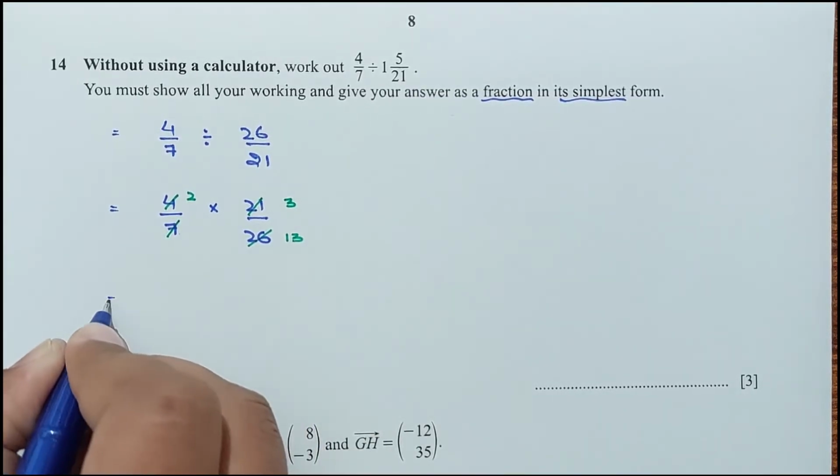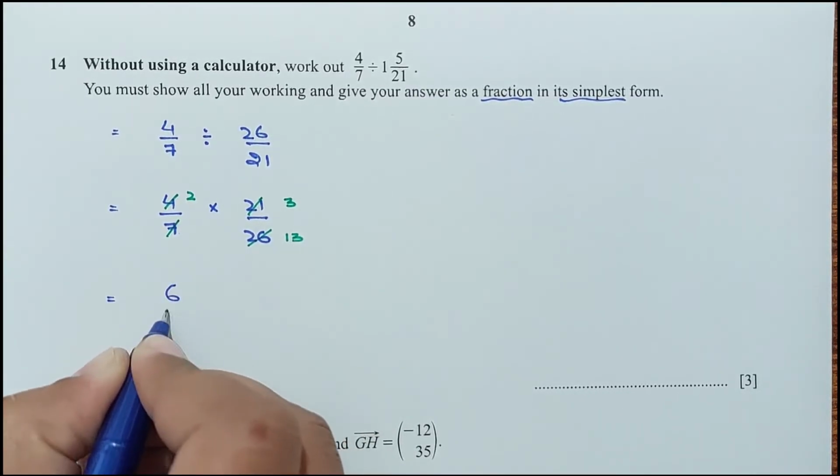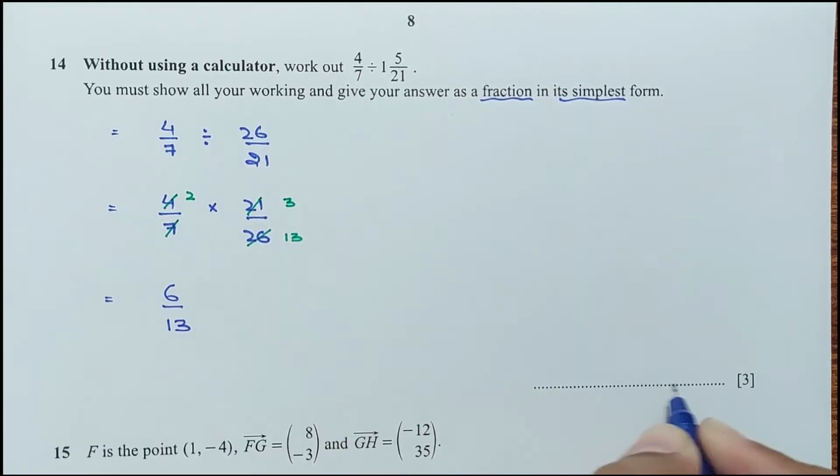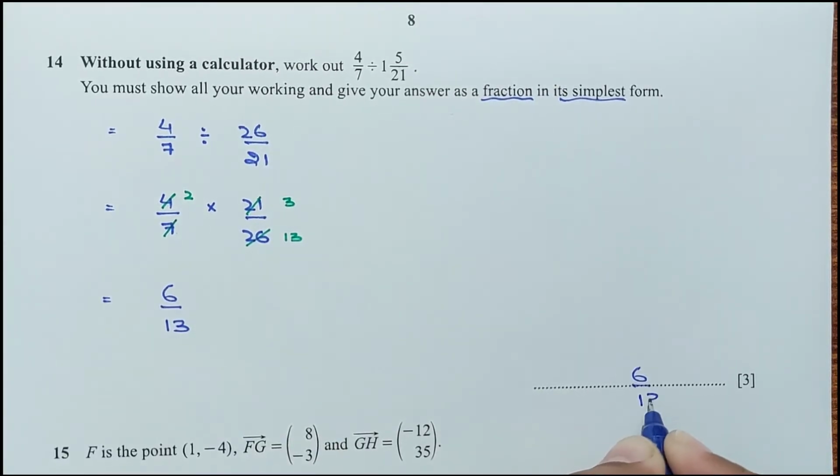So this should be equal to 2 times 3 is 6 over 13. This is in the simplest form as a fraction, 6 by 13.